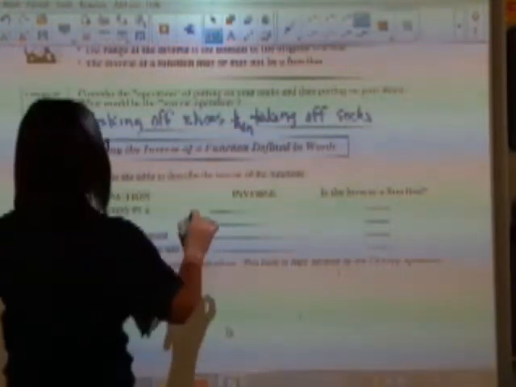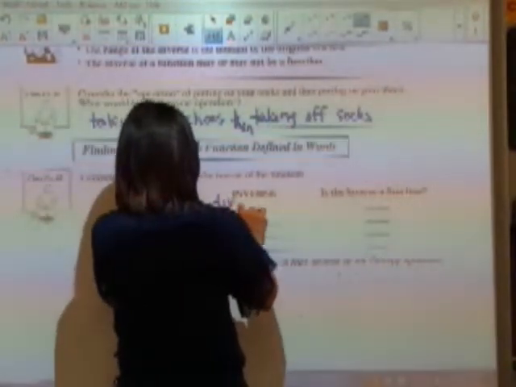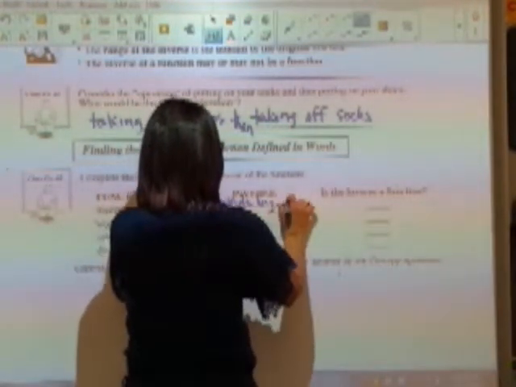So if a function asks me to multiply by 2, what would the inverse ask me to do? Divide by 2. If a function tells me to square it, the inverse would tell me to square root it.